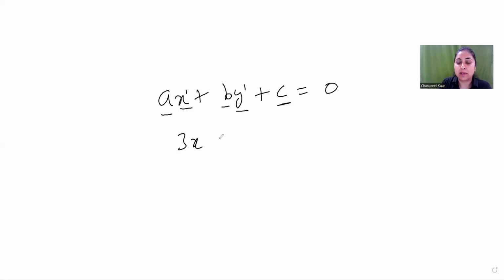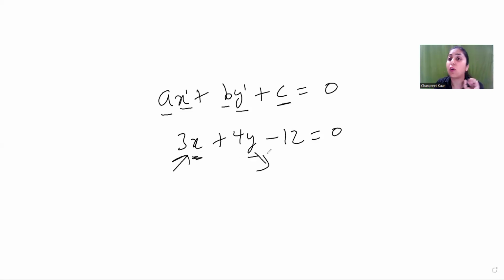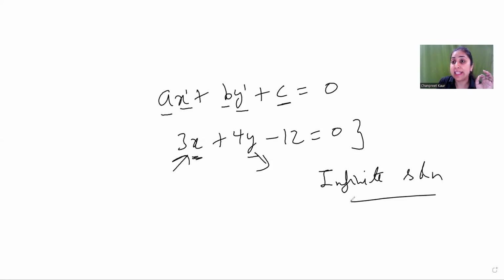Let me write one example. 3x plus 4y minus 12 is 0. Okay, so if I put some value of x, certainly I'm going to have a corresponding value of y. Similarly, if I put 2 or 3 or more than 5 values of x, I'm going to have corresponding values for y. So for every value of x, there exists a value of y. So I can say that this equation has infinite solutions. So a linear equation in two variables has infinite solutions.